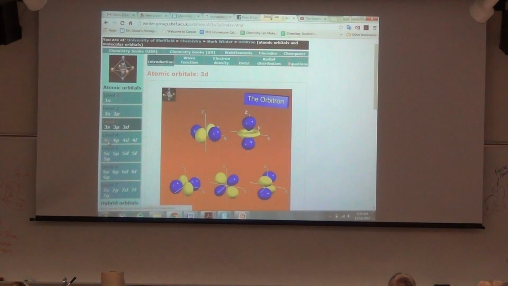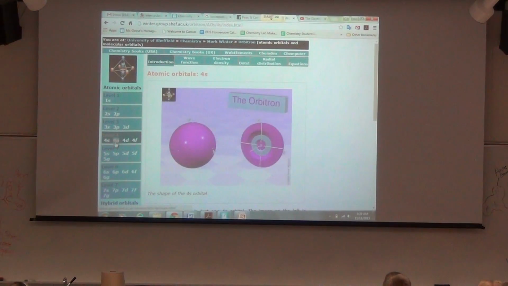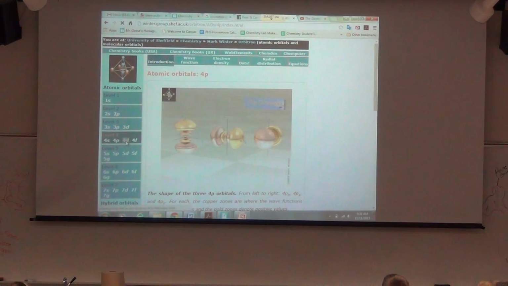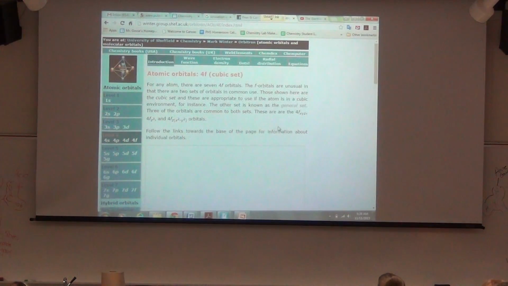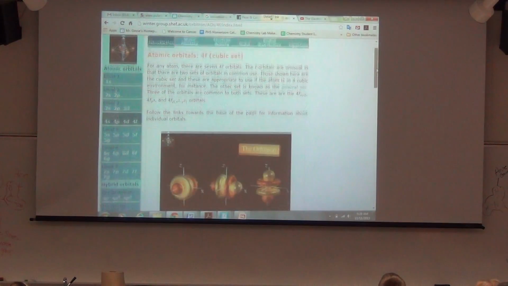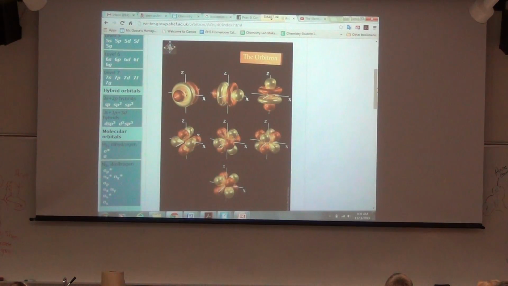Then you get to the 4th level, you gain another level. So now you have the S's and the P's and the D's. They're all getting a little bit bigger, a little bit further away. And now you got F's. And the F's, there's more lobes, okay? Every time it doubles in lobes. So you go from 1 lobe to 2 to 4 to 8 to 16 because it's based on probability. Those balloons, if you want to call them that, or electron clouds are 90% of where electrons are existing.